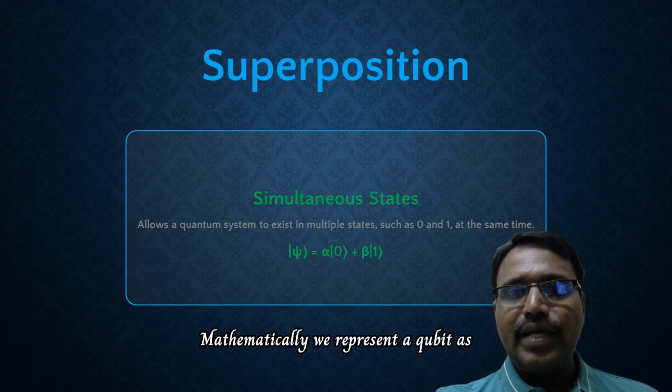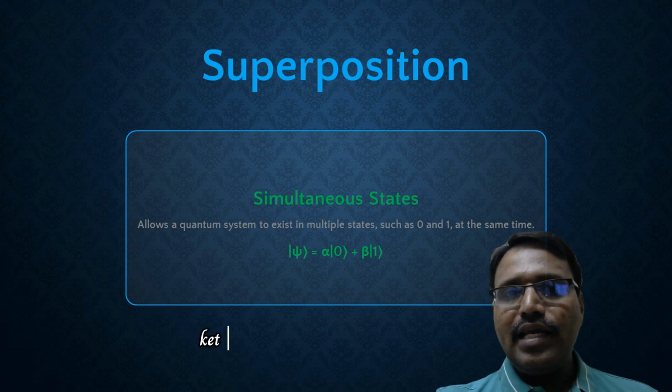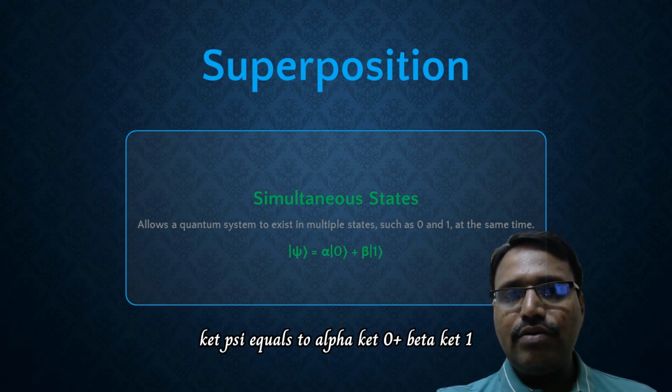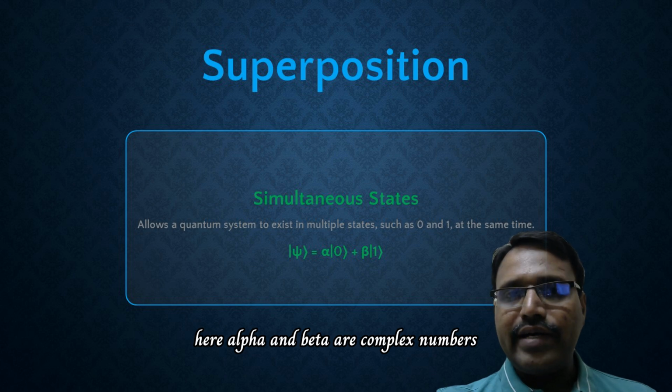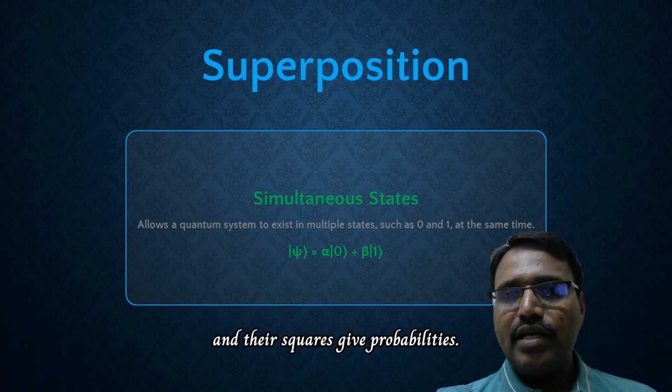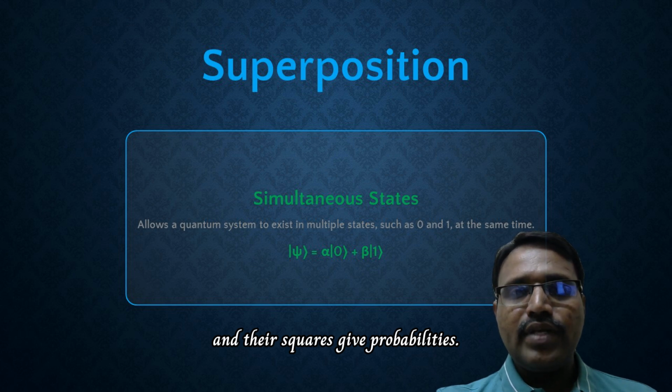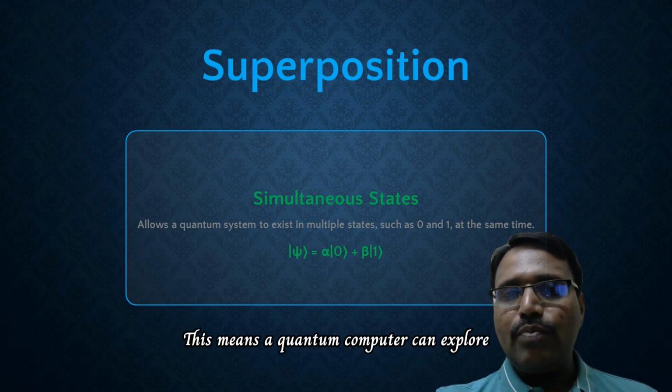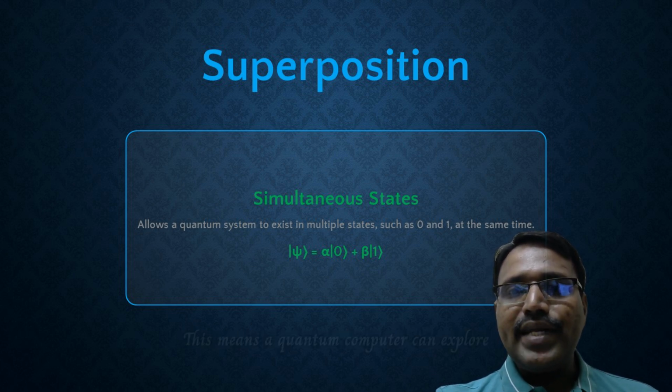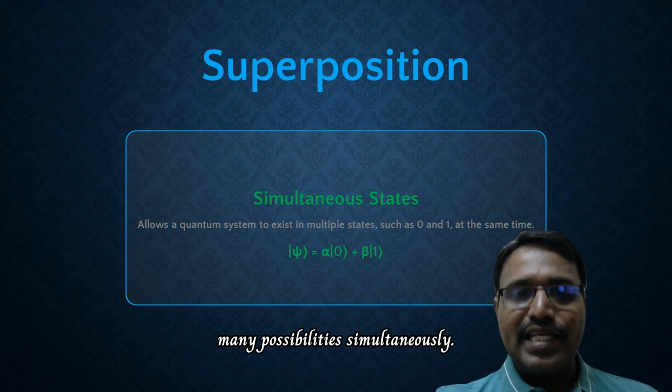Mathematically, we represent a qubit as |ψ⟩ = α|0⟩ + β|1⟩. Here, alpha and beta are complex numbers and their squares give probabilities. This means a quantum computer can explore many possibilities simultaneously.